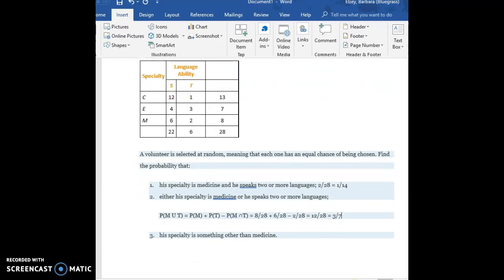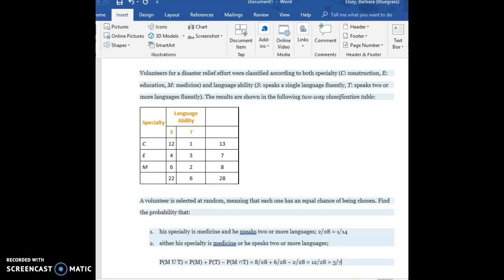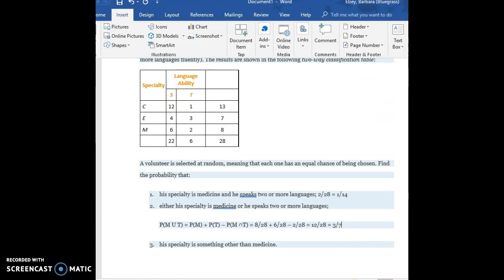All right, now lastly, we want to find the probability that his specialty is something other than medicine. So really, we want to consider the people who are construction or what was E, education. Okay, so if we look at those 2 rows, there are 13 people in construction and 7 in education. That's 20 people who are not in medicine. So that's 20 over 28.